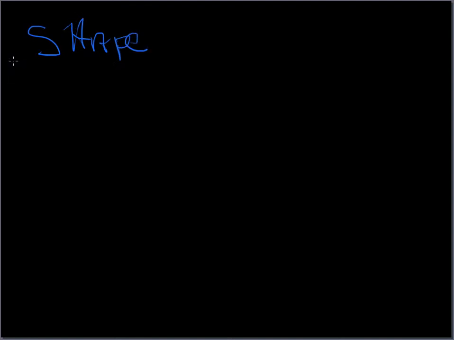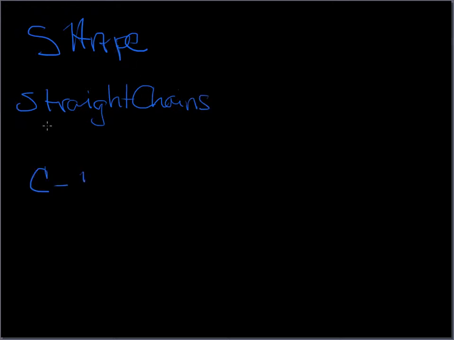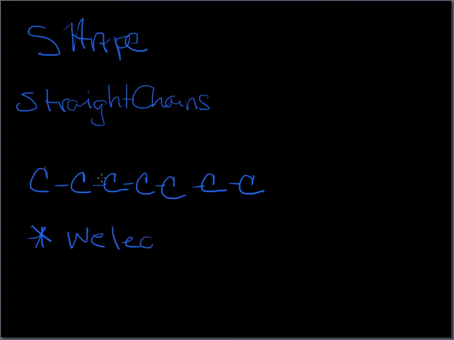We could have straight chains. Straight chains are basically a string of carbons. Something like that. A couple things to note. We tend to leave the hydrogens off of the molecule. Basically, this is because they just kind of get in the way.